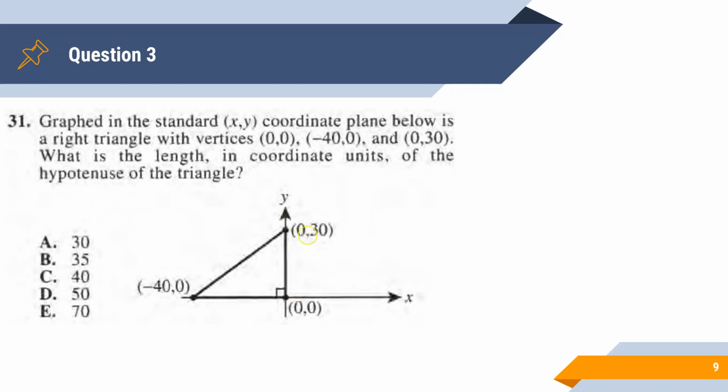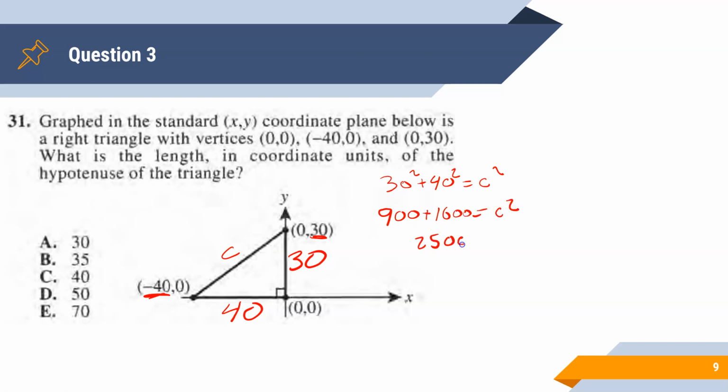Okay, well, working this out, that 30 tells me that the height of this is 30. This negative 40 tells me the length is 40, because remember, length can never be negative. And so now we do Pythagorean theorem. 30 squared plus 40 squared equals c squared. 900 plus 1600. We take the square root and we get 50, right?